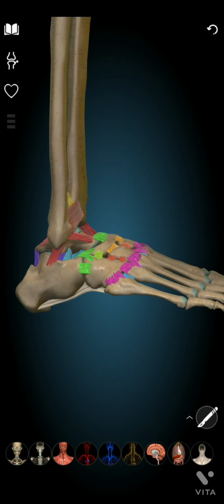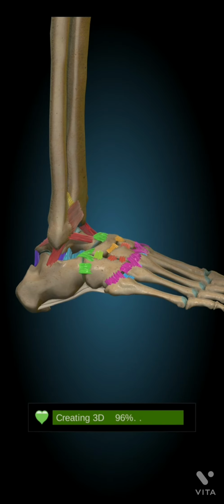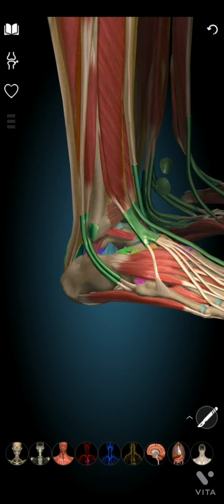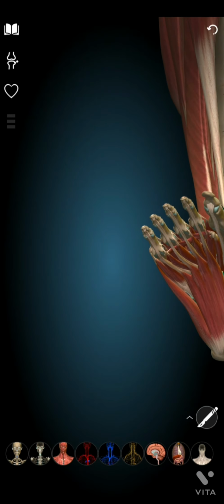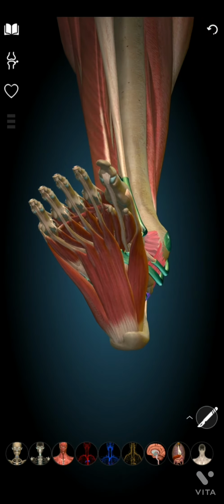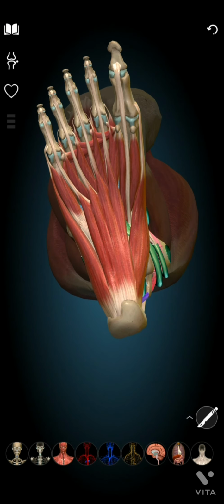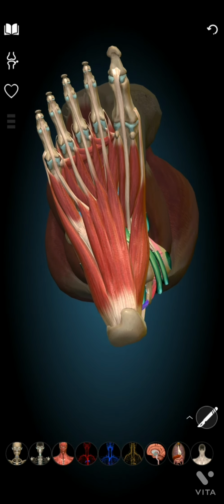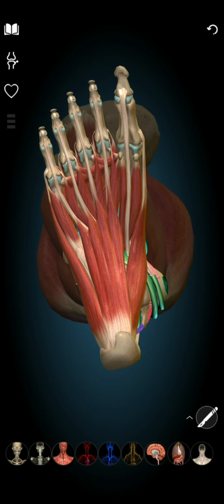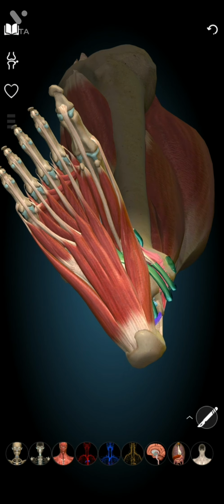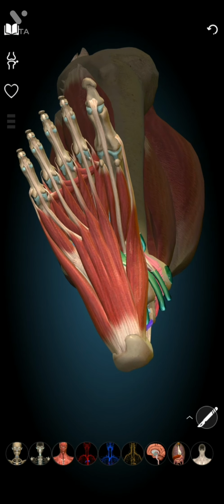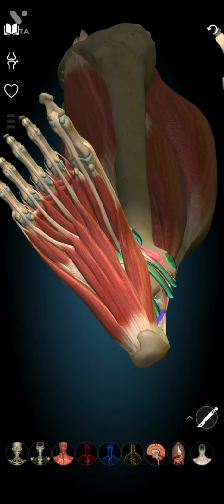I'm going to load the muscles right now. Yeah, there we are. Ignore the rest of the things and only focus on what we are going to see today. The sole contains a number of layers, so don't mind that. Let's see how each muscle attaches and how its name originates.